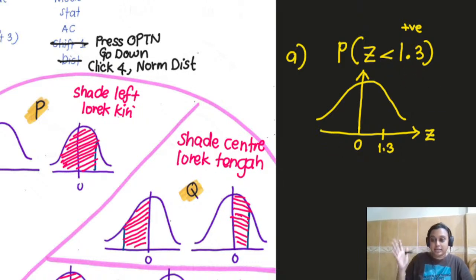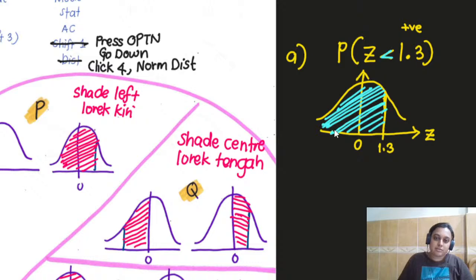Then you shouldn't be confused, teacher, why you write on the right side? After that, you draw a straight line. Garis lurus. Lebih kecil means kita kena lorek the left hand side, betul? So you shade, pergi ke left like this. Shade, shade, shade.